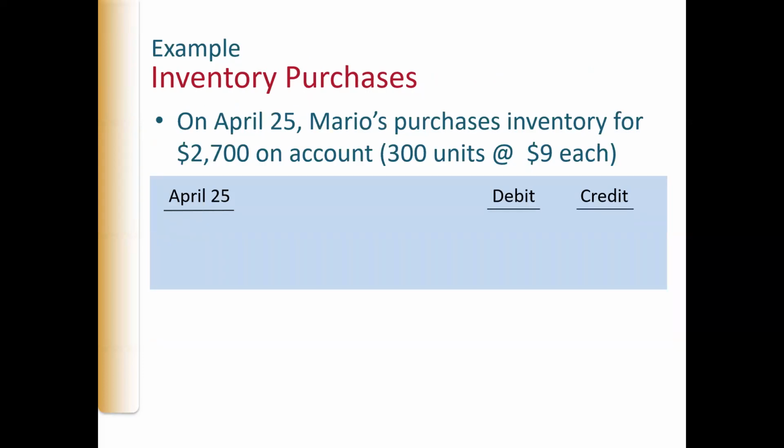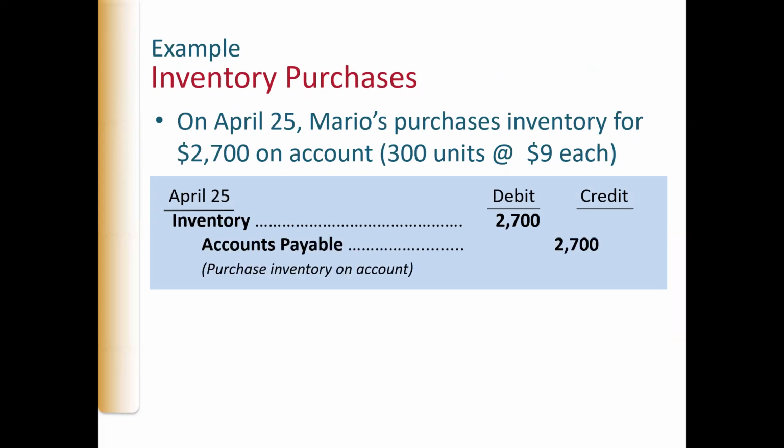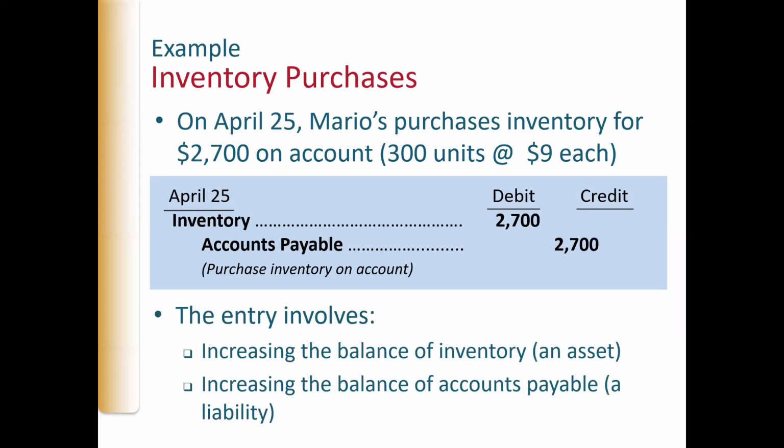So on April 25th, when Mario purchases inventory for $2,700 on account, we're going to debit our inventory and we'll credit our accounts payable right away. This entry shows an increase in inventory and an increase in a liability. Makes sense.